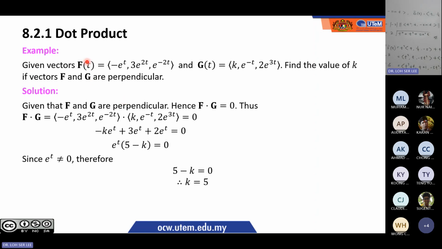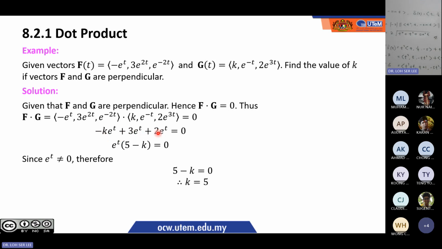Given vectors F and G, find the value of K if these two vectors are perpendicular. So you have to know that when two vectors are perpendicular, the dot product equals 0. So F dot G equals 0. On the left, you carry out the dot product, this one times this, plus this one times this, plus this times this. Get this on the left, and then you just solve for K.